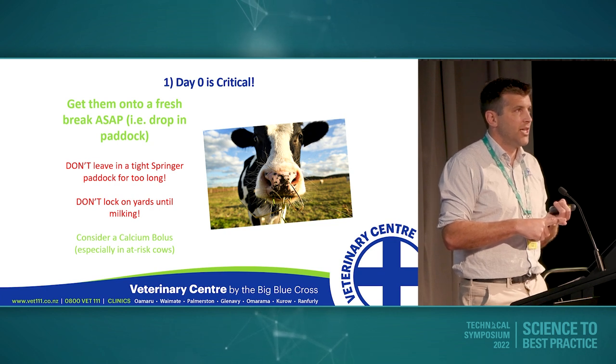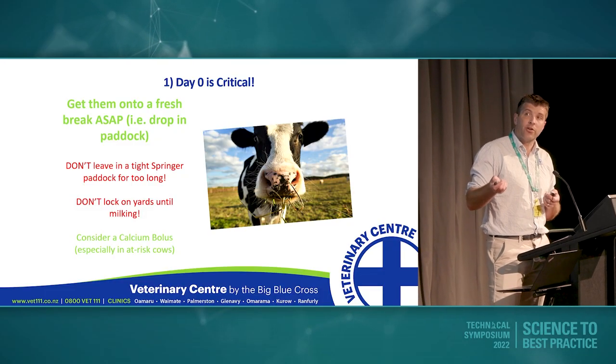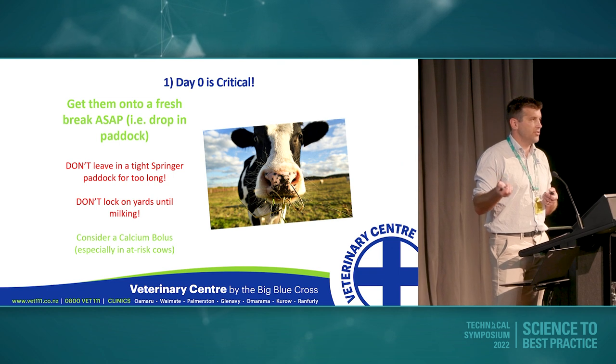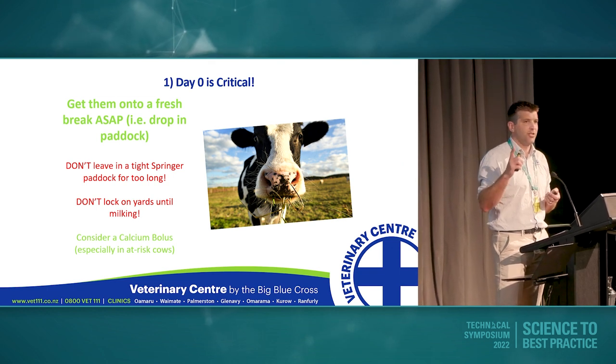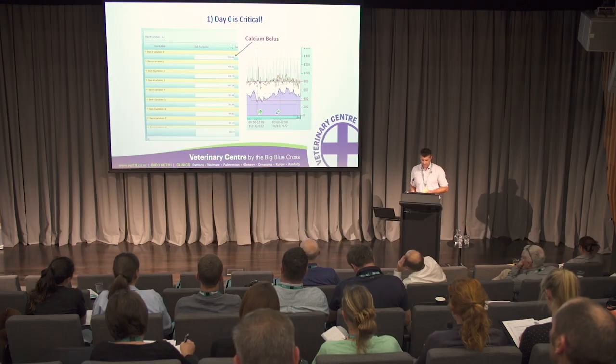So if you're feeding your springers very tight and then you're only drafting once a day, it's a double whammy. So you're freshly calved cows and then getting no grass as well as tight springers. So it's cumulative, I think. And on farms where you can't solve it, the calcium boluses do a great job of launching the rumination and appetite straight away, which I think is this one here.